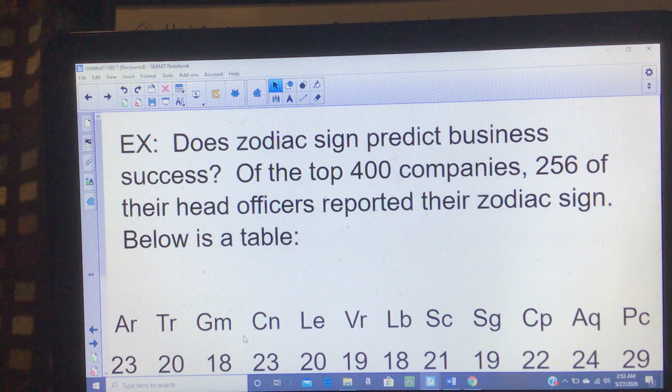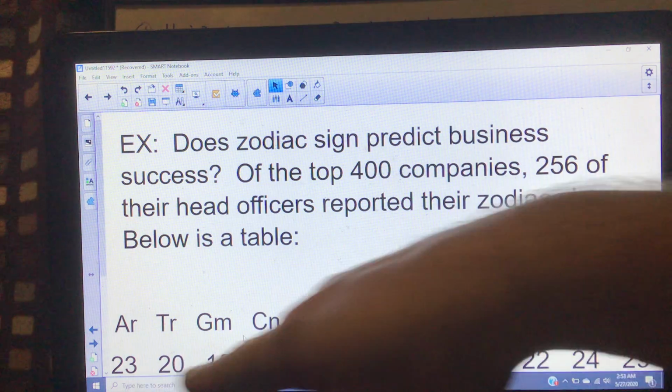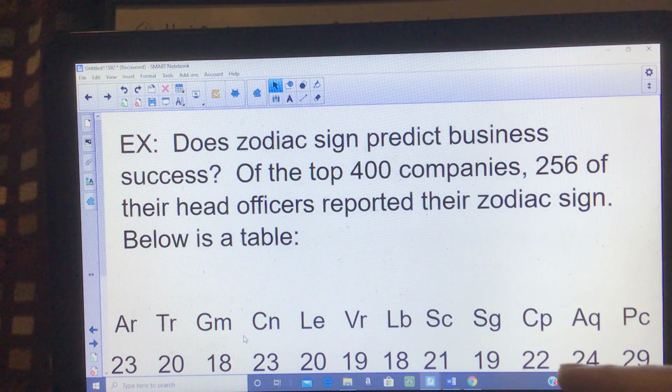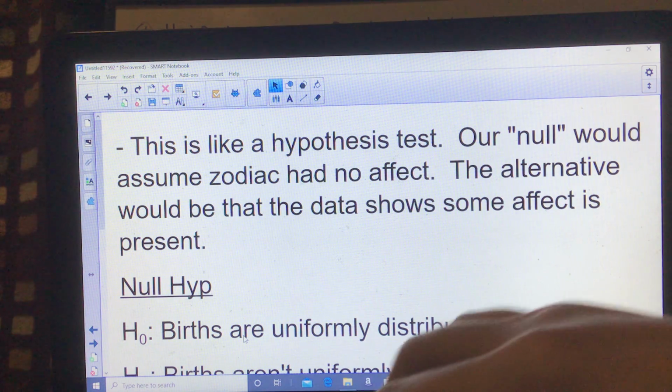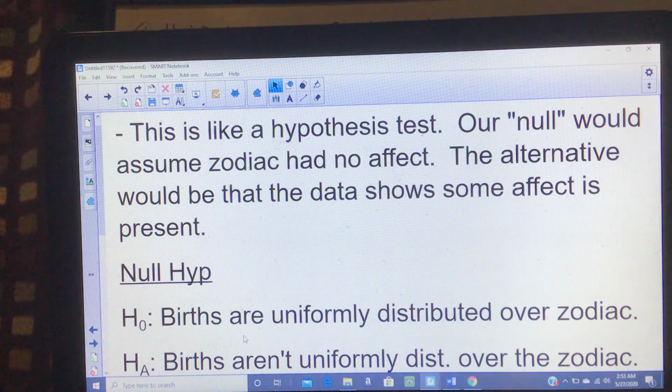All right, so how do we answer this? Well, the first thing we would want to do is figure out, even though these are the values we have, what are the expected values? So we need to come up with some hypotheses about what we think should happen if the zodiac doesn't matter, and then our alternative would be what would happen if the zodiac did matter. So basically, doing this is going to be like a hypothesis test. In fact, it has the same steps and everything. So we're going to treat this like a hypothesis test.